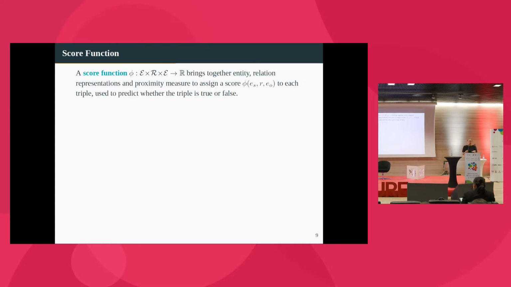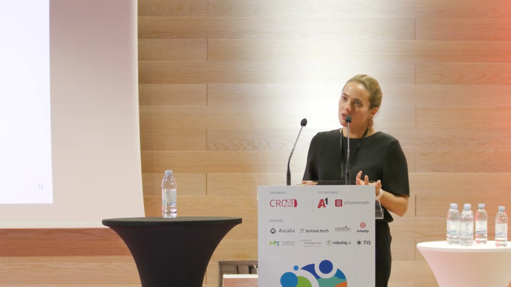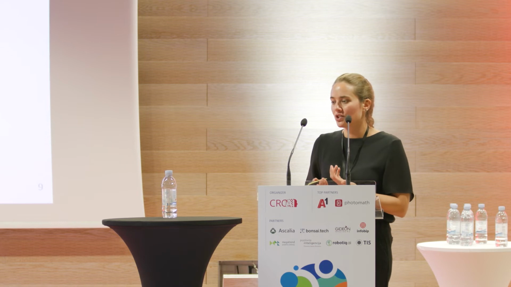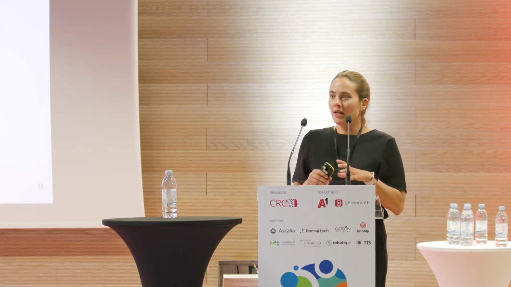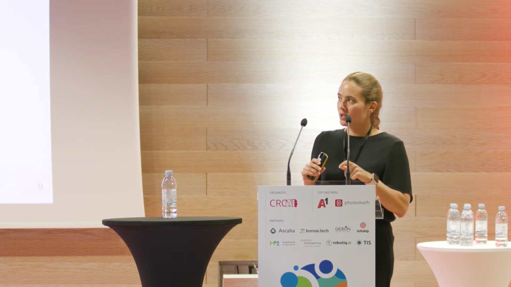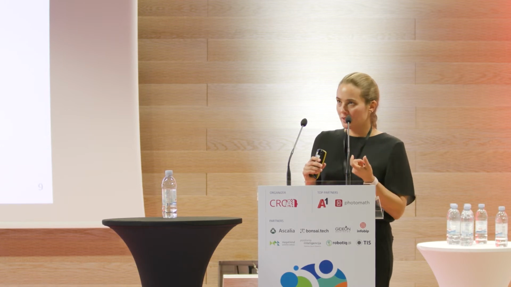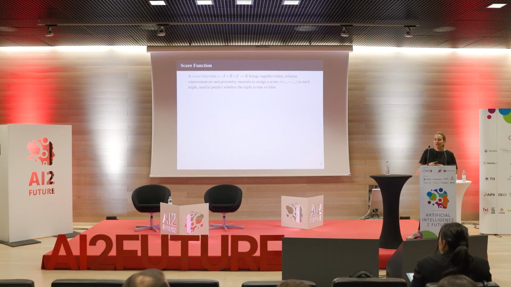What brings together entity representation, relation representation, and this proximity measure to assign a score to each triple is what we call a score function. The score function should assign a high score if two entities are related under a particular relation, and a low score otherwise. Additionally, we apply a logistic sigmoid to this score to transform it to a probability of a particular fact being true. Then we optimize these representation parameters using gradient-based methods to improve the prediction accuracy.